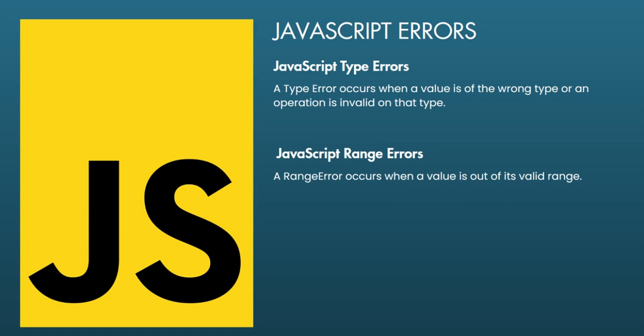A type error occurs when a value is of the wrong type or an operation is invalid on that type. Now, the type errors that happen in JavaScript usually occur when a value is of the wrong type or an operation that you are trying to perform on that type is invalid.